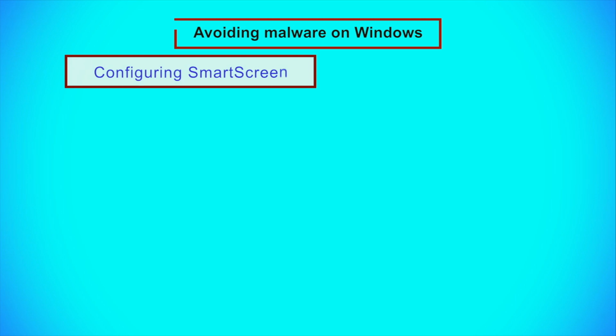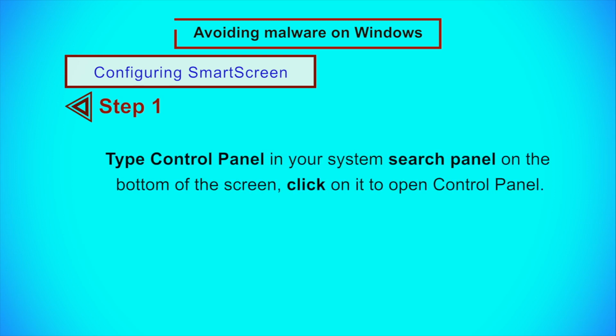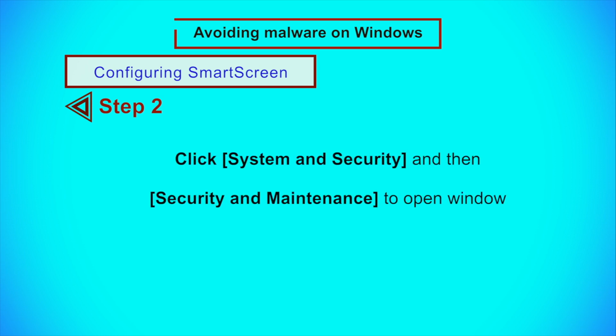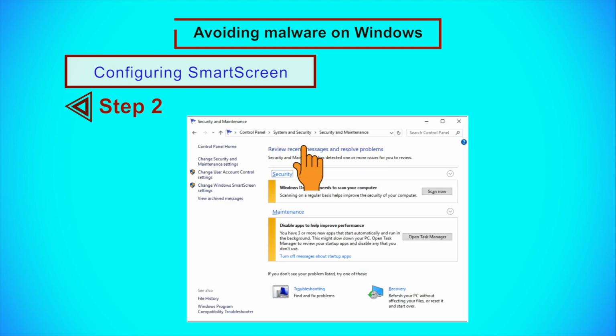To configure SmartScreen, follow these steps. Step 1. Type Control Panel in your system search panel on the bottom of the screen. Click on it to open Control Panel. Step 2. Click System and Security and then Security and Maintenance to open the window below. In this window, click the Change Windows SmartScreen Settings link on the left side of the window.